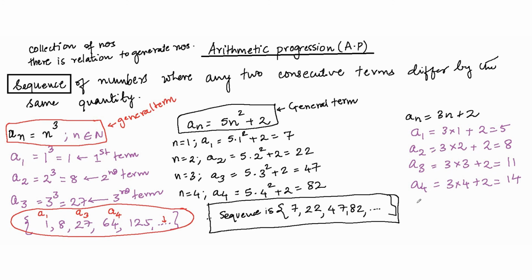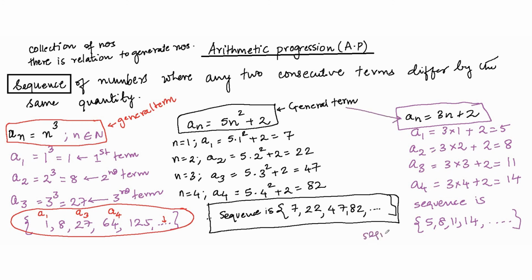And therefore the sequence generated is, the sequence of numbers is 5, 8, 11, 14, dot dot dot. So again, this was the general term to generate the terms of this particular sequence, and the actual sequence is as shown over here. So it is 5, 8, 11, 14 and so on.